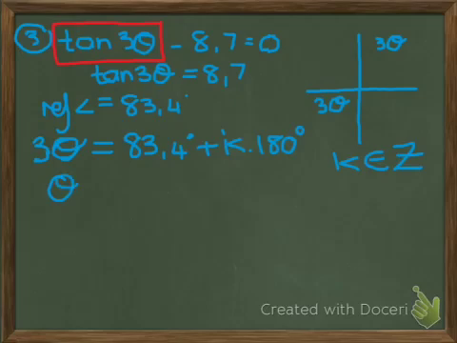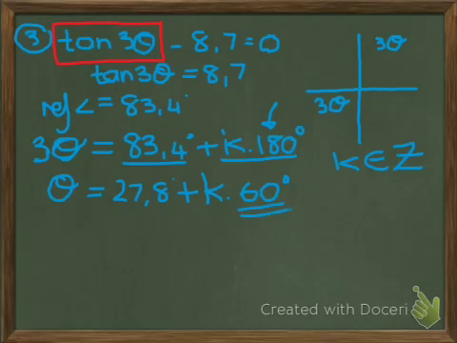All right, now I want to know what theta is. So I've solved for 3 theta. Now I want to know what theta is. So I'm going to divide through by 3. That means I need to divide both 83,4 and k180 by 3. So we're going to get 27,8 degrees plus k60 degrees. And if you think about it graphically, the period of a tan graph is normally 180, hence plus k180. But if it was tan 3 theta, the period would be 180 divided by 3, which is 60.